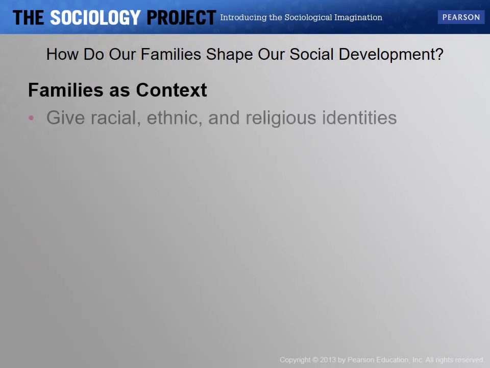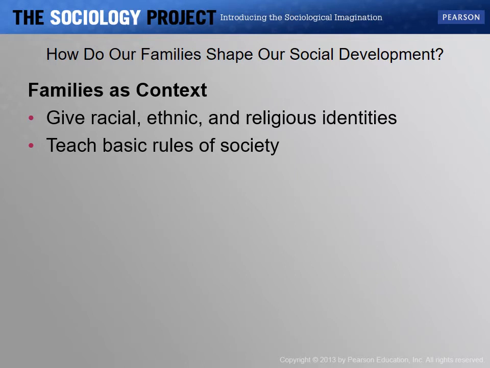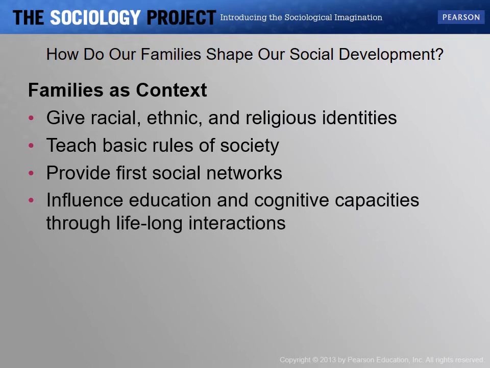And of course, families are simply the most important context. Based on racial, ethnic, and religious identities, families teach us the rules of how to be a citizen, either directly or indirectly. In fact, they provide the first social network, from which come many, many social networks. They influence our educational and cognitive capacities, especially through how we interact with people over a long period of time. Families help later in life. Not only do we bring children into the world, but we help elderly parents leave the world.